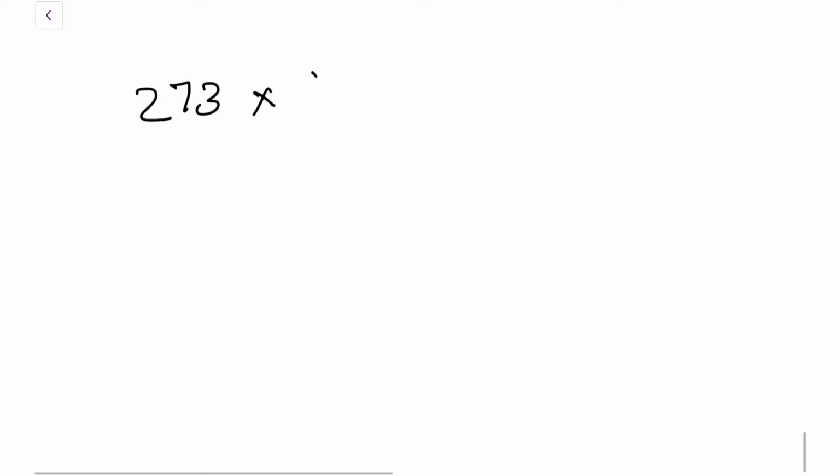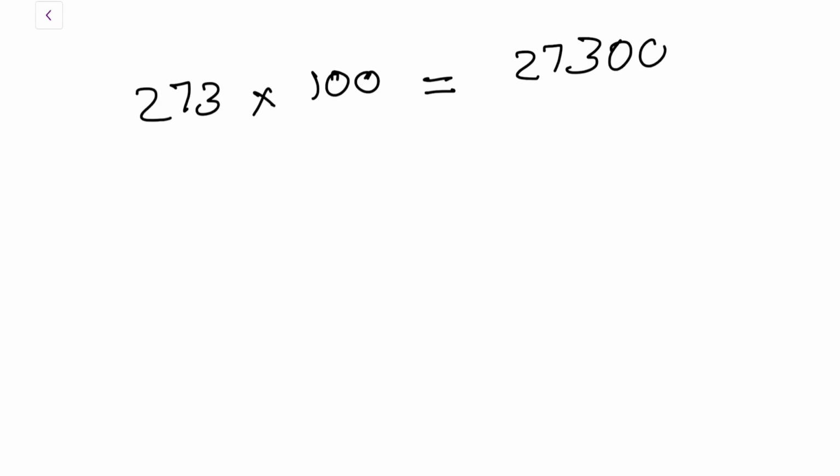273 into 100. Here is a number that is multiplied by 100. What is the product? The number itself, 273, but followed by 2 zeros. When you multiply a number with 10, it is followed by 1 zero. When you multiply a number with 100, because it has 2 zeros, it's followed by 2 zeros.